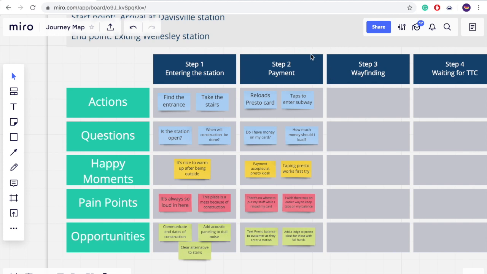Okay, researchers, we just saw step 2, where the passenger reloaded their Presto card and taps to enter the subway station. These are some things that I saw. What did you see? Pull out a piece of paper, write down some of your thoughts, and work through this with me. All right, let's jump back to the journey.